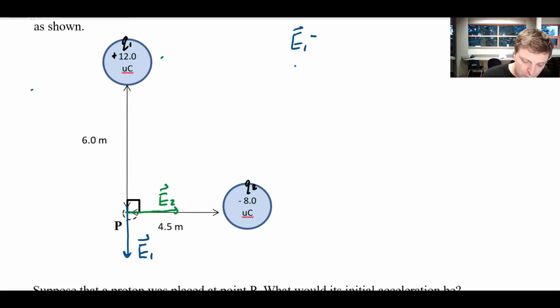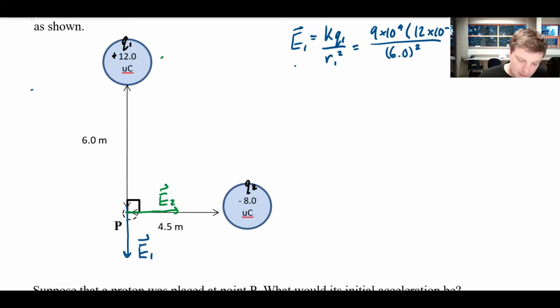E1, field 1 is going to equal K Q1 over R1 squared, which is going to be 9 times 10 to the 9 times 12 times 10 to the negative 6 all over 6.0 squared. And this ends up being about 3,000 newtons per coulomb.